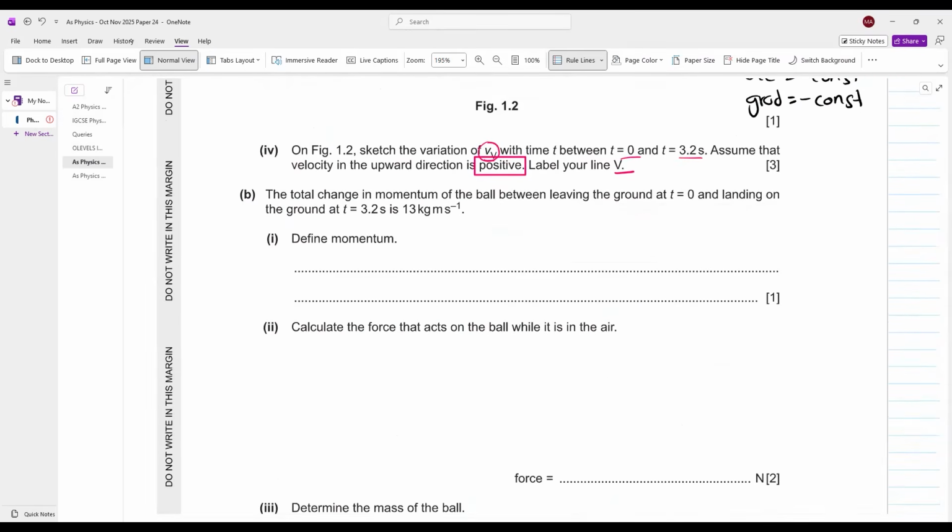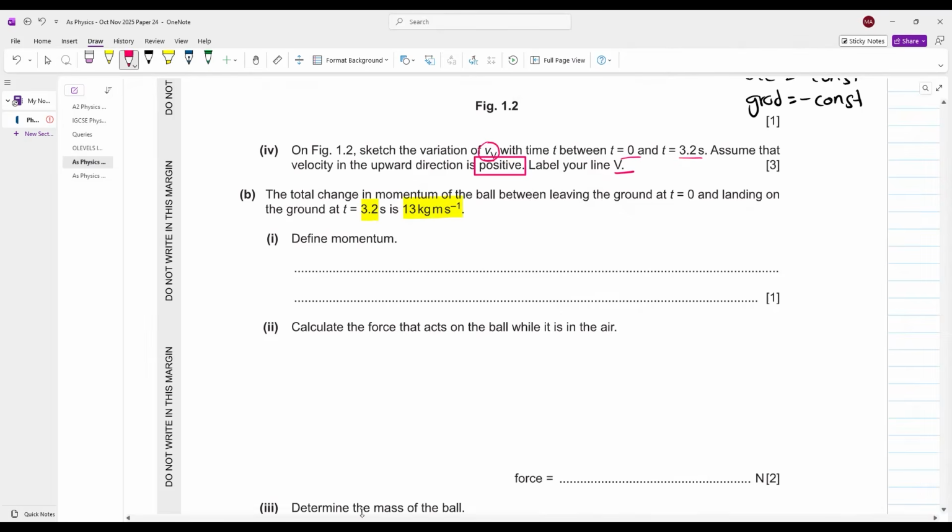Simple. The total change in momentum of the ball between leaving the ground at time t equals 0 and landing on the ground at time t equals 3.2 seconds is 13 kg meter per second. Define momentum. What is the definition of momentum? बेटा momentum की definition क्या है? Product of mass and velocity is your definition of momentum. Simple.